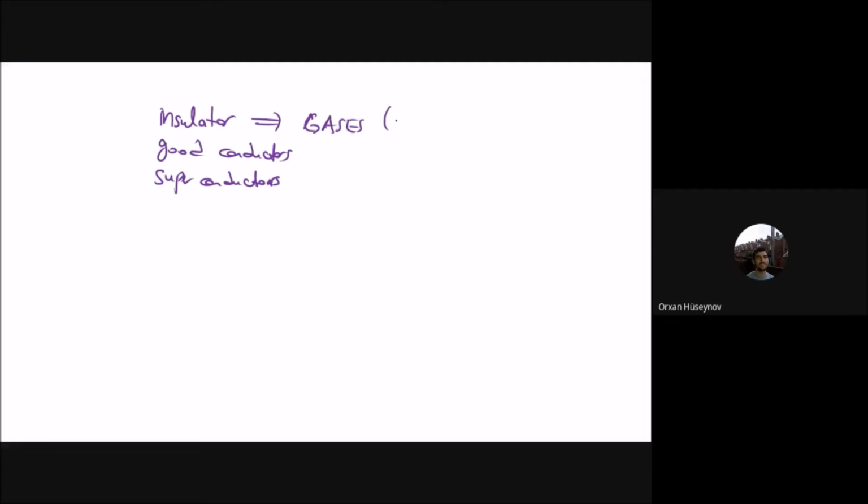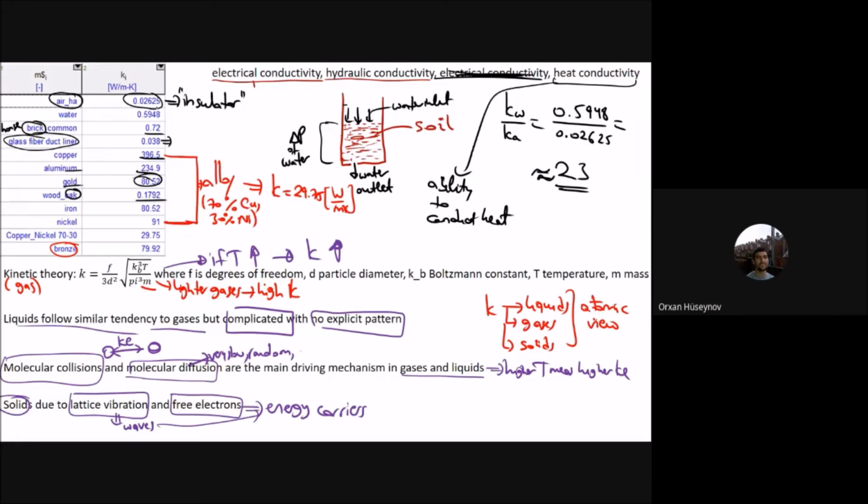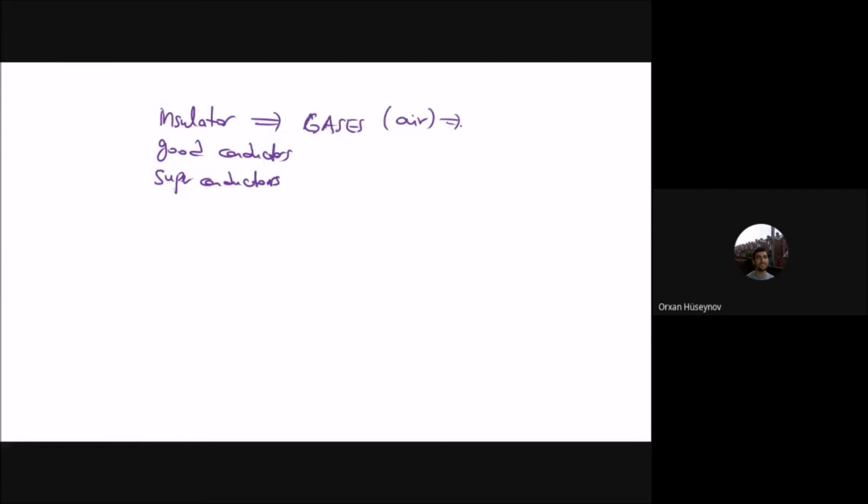So I can give one example, air. You can see that air has a conductivity of 0.026, so 0.026 watts per meter Kelvin. You can see it is a very, very small value. Therefore, air is like an insulator. It doesn't allow heat to flow.